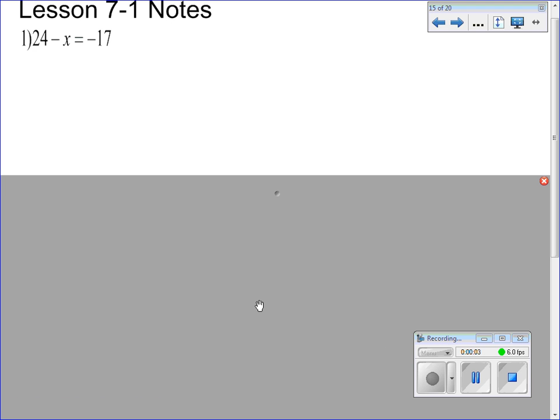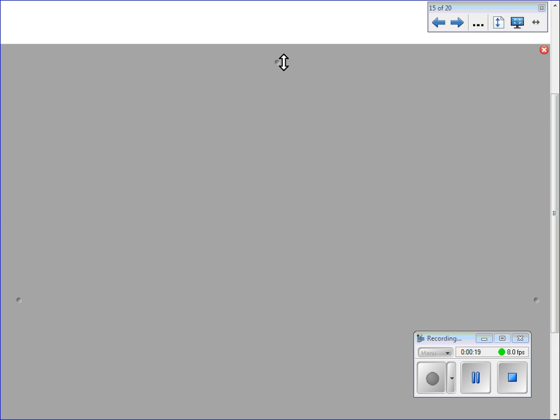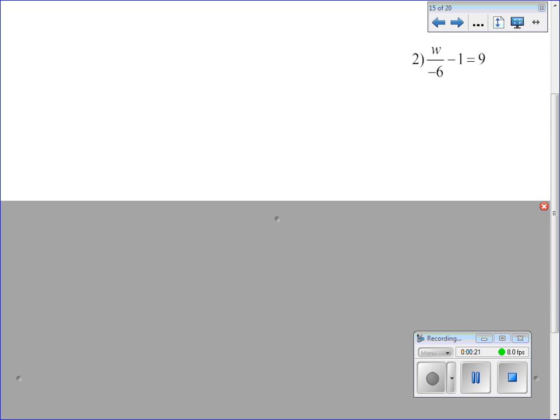Okay, today we're going to be talking about two-step equations. Two-step equations are very similar to one-step equations, but instead of one step, we're now going to be doing two steps. Instead of starting with question number one, I want to come back to this. We're going to do one problem beforehand. So let's go ahead and get started on question number two, which I have over here.